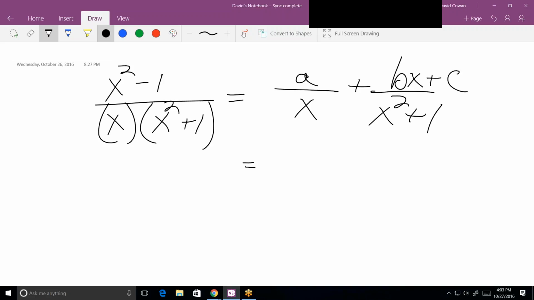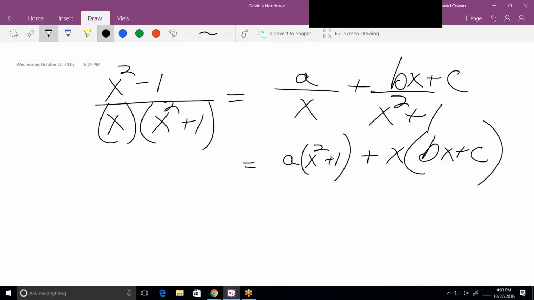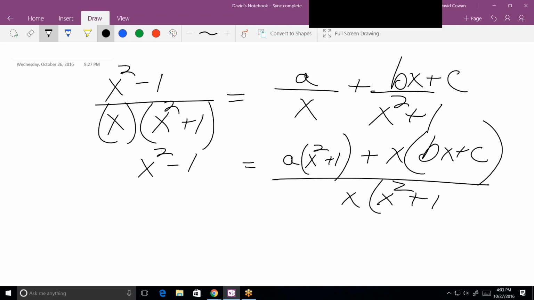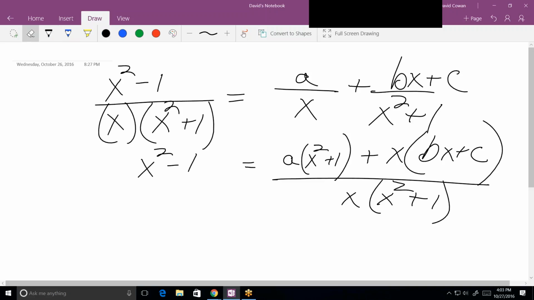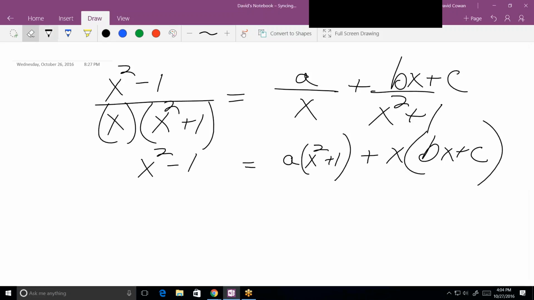Because now we know that if we add those together with a common denominator, what we're going to have is A times x squared plus 1 plus x times Bx plus C. And now we know that that combination has to be equal to this numerator, right? Because if I add those together, I end up with that as a common denominator. And so I know the numerators have to be equal to one another, and so we need to solve that.